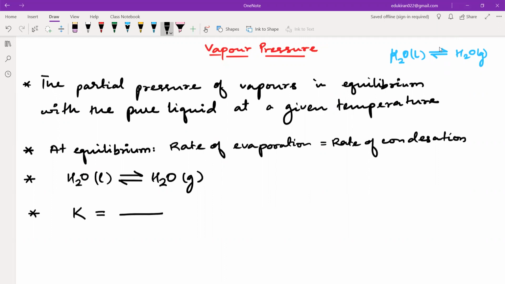In the product, we have H2O gas. So for H2O gas, we will write the pressure of H2O gas. Now divide by H2O liquid. All of you know that for a pure liquid, we take the concentration as 1. Is that right? Yes. If we have a pure liquid, then we take it as 1. So this is Kp, because we have only a pressure term here, the pressure of H2O gas. Now this is the vapor pressure only. So you'll write Kp is equal to the pressure of H2O gas.